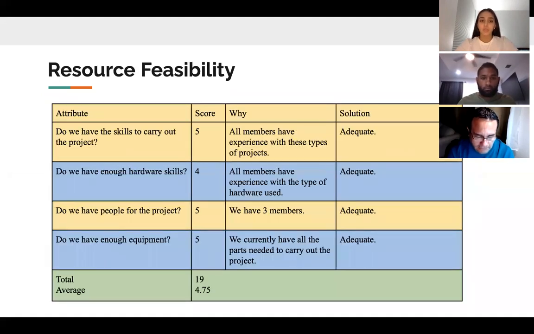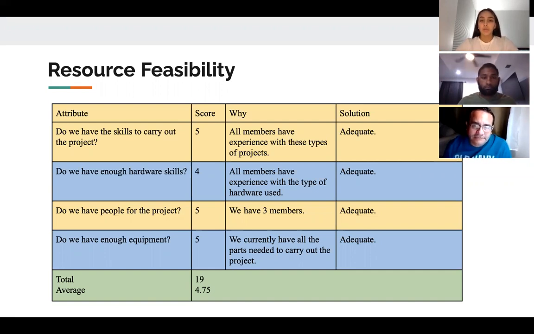Then we have resource feasibility, which is, do we have enough skill to carry out the project? We do, so we gave it a 5, and all the members have experience with these types of projects. Do we have enough hardware skills? We gave it a 4 because even though we do have experience doing this, it was something very new to us, but we know everything about the circuits and it was pretty easy to put it together.